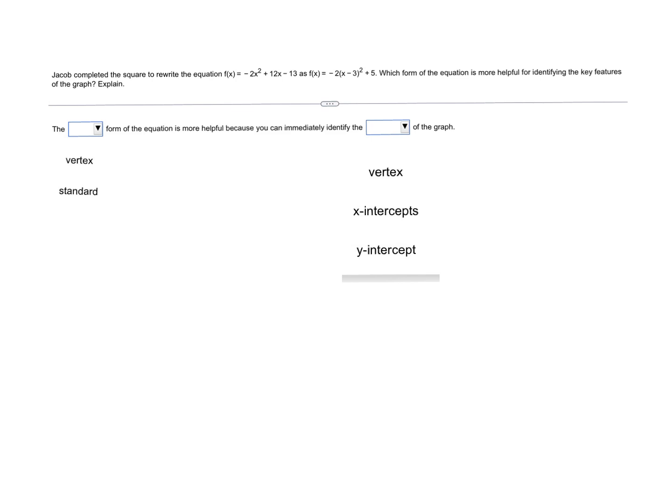But it takes this form of the equation, which is standard, and it rewrites it in this vertex form. So when we use completing the square and rewrite in vertex form of the equation, so this is vertex, then it helps us because we can identify the vertex of the graph. So it's vertex, vertex on this one.